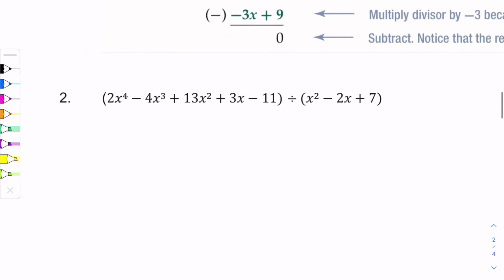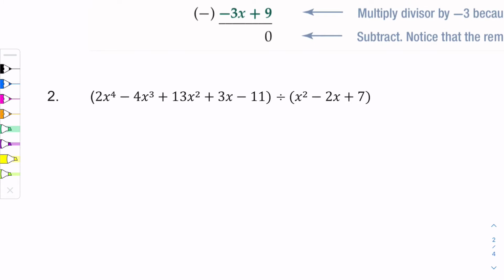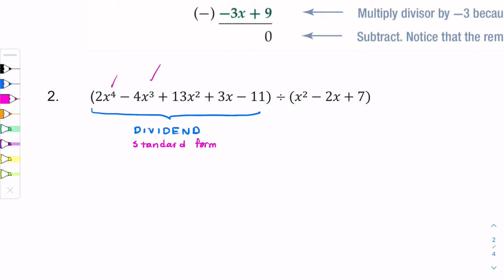For number 2, we're going to start by identifying this is our dividend. And we're going to check, is it in standard form? So do we have all terms? We have an exponent of 4, 3, 2, 1, 0. So yes, it is in standard form. We do not need to alter anything. This is your divisor. Again, just double check. Make sure that you have your divisor in standard form. We have an exponent of 2, 1, 0, so we're good.